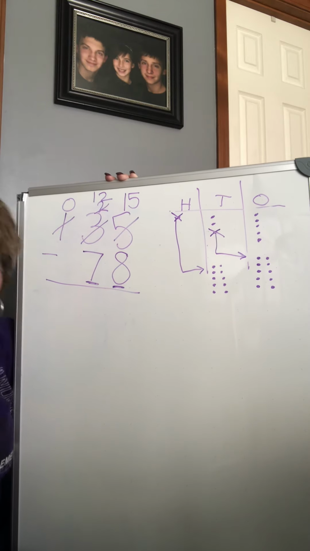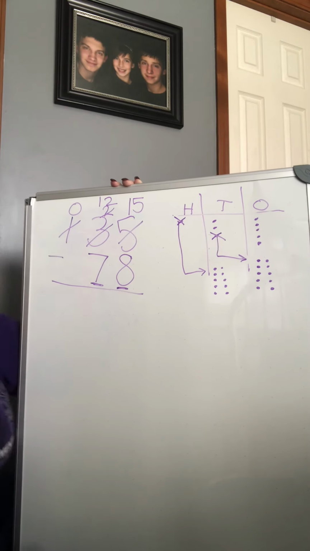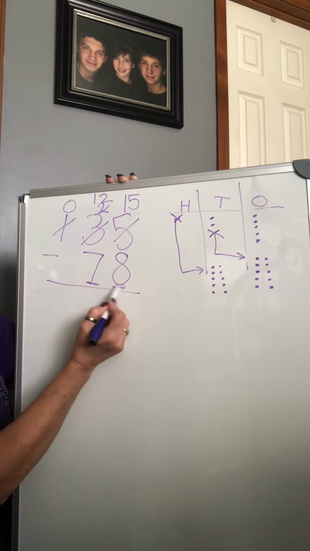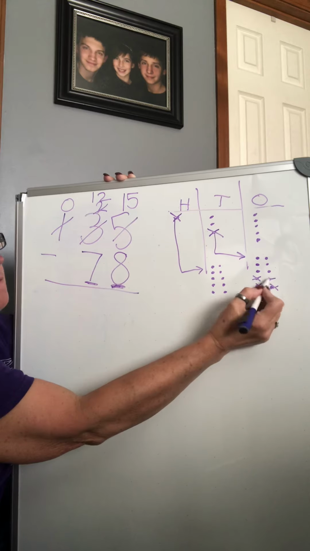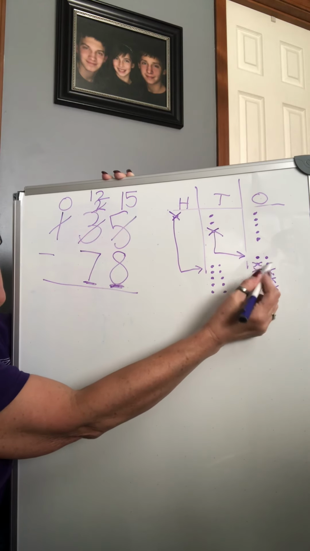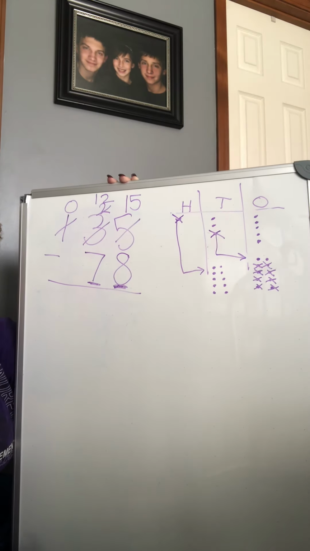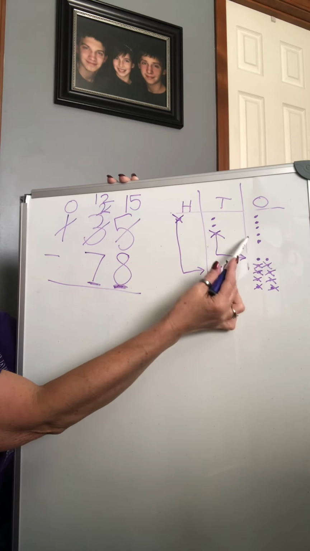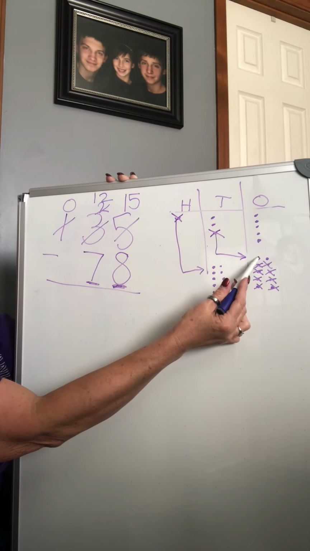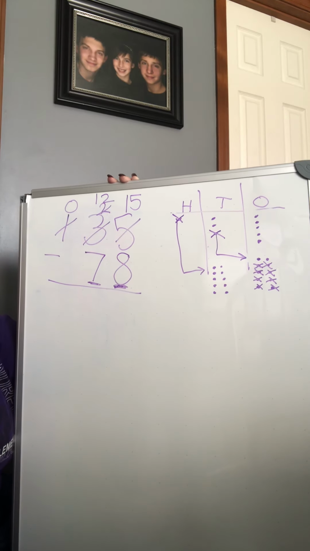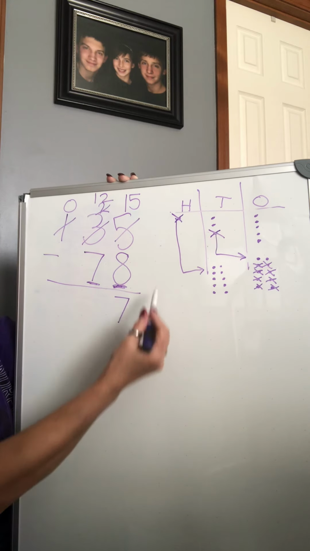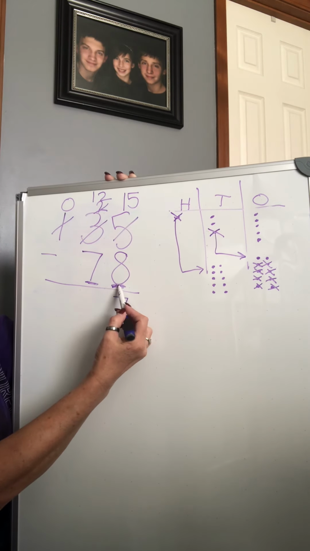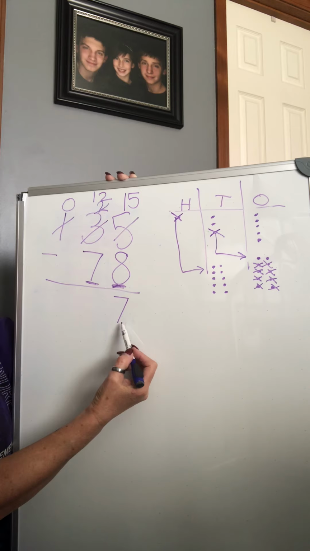Go to the ones house, and I need to take away 8 ones. 1, 2, 3, 4, 5, 6, 7, 8. So count up how many ones we have left. And we have 7 ones left. Double checking. 15 take away 8 equals 7. That is correct. All right, moving to the tens house.